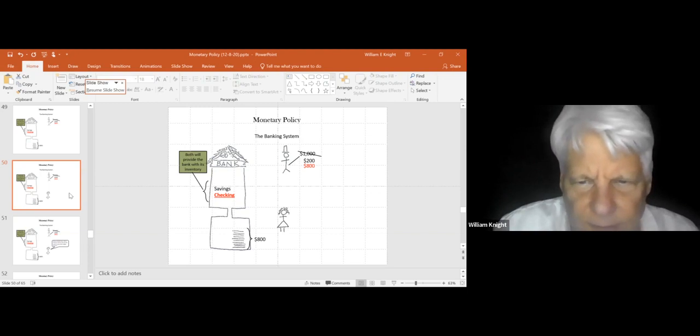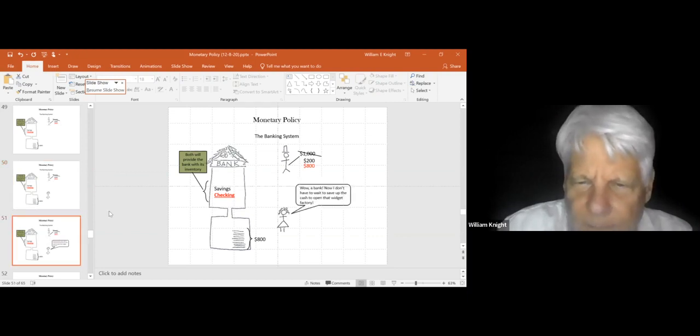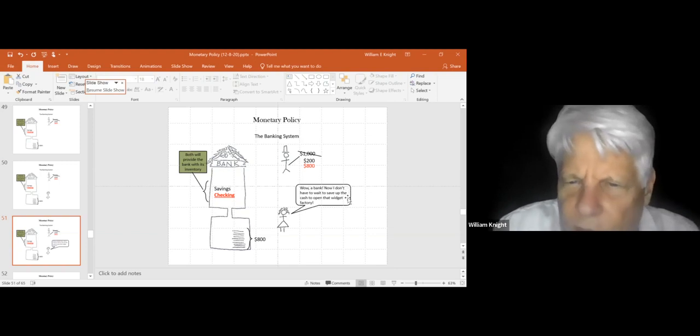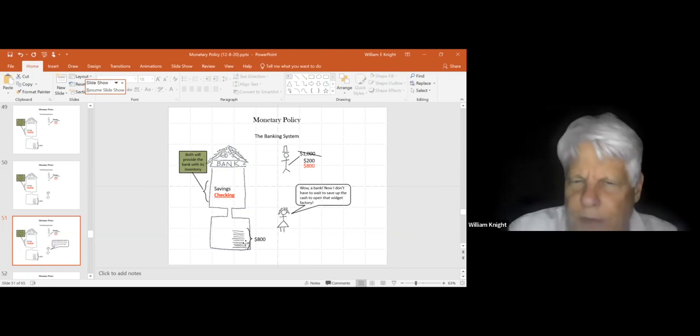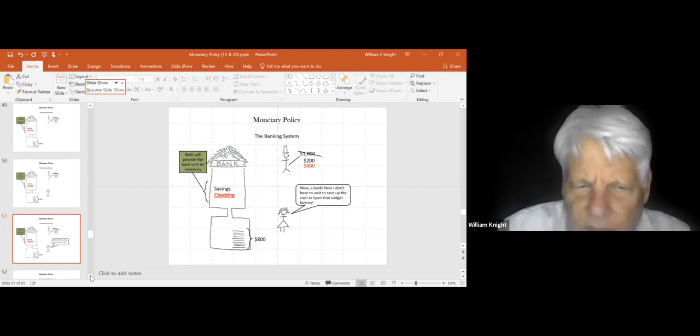she doesn't have it. Now she sees a bank. She says, wow, a bank. Oh, look, wow, a bank. Now I don't have to wait to save up the cash to open that widget factory. I can just borrow it. So that's what this lady does.